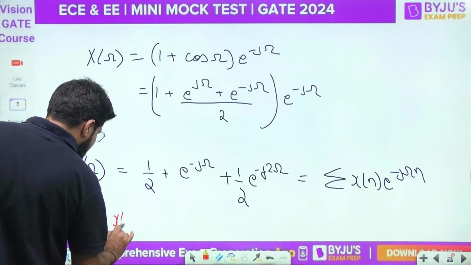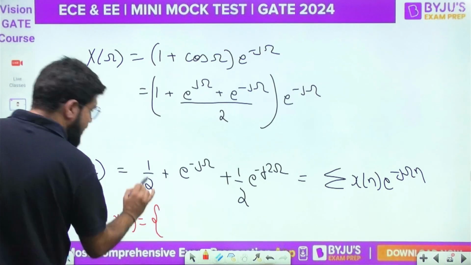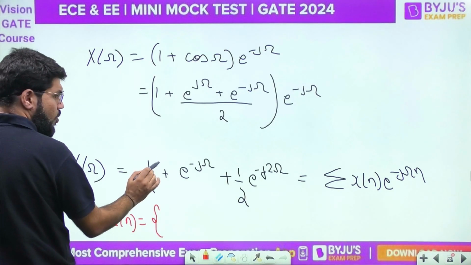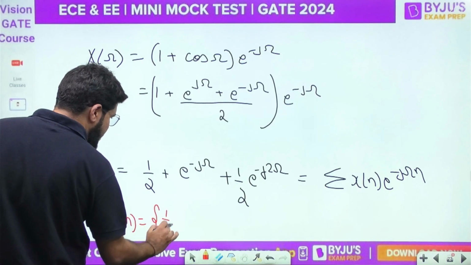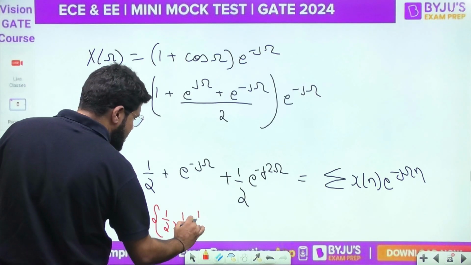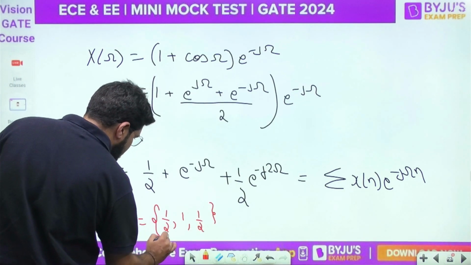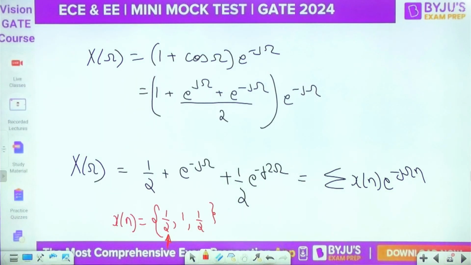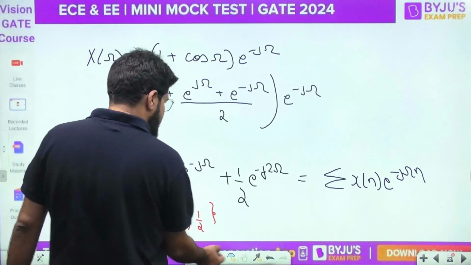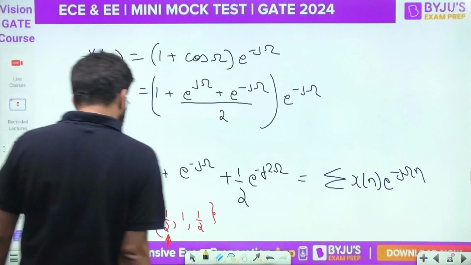So what is the signal x[n]? This corresponds to e power 0, that is n equal to 0, the value at the origin. Then this is 1, and then this is 1 by 2 corresponding to n equal to 2. That is the signal x[n].